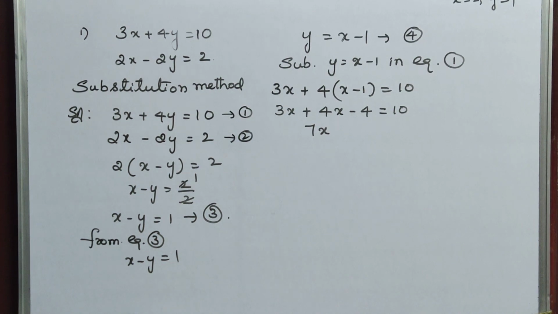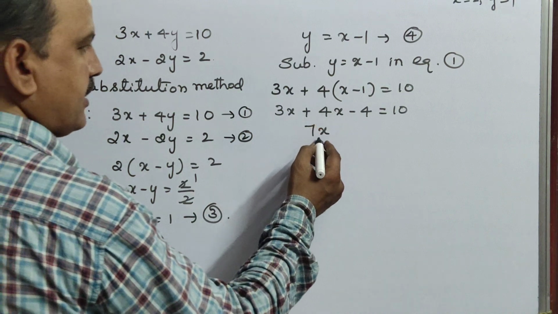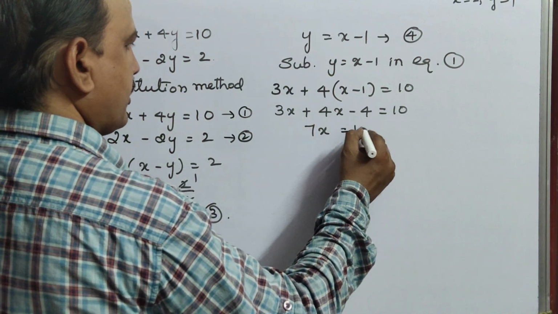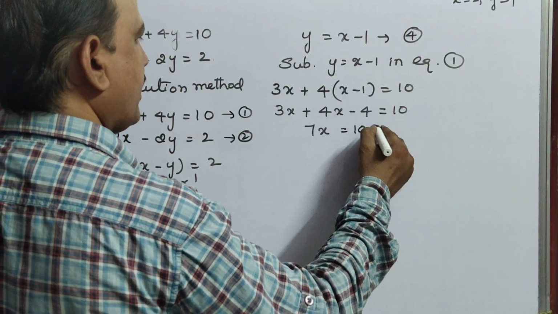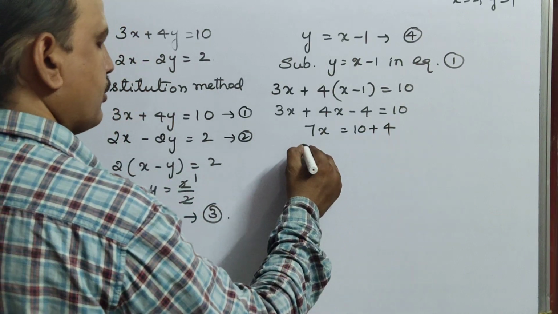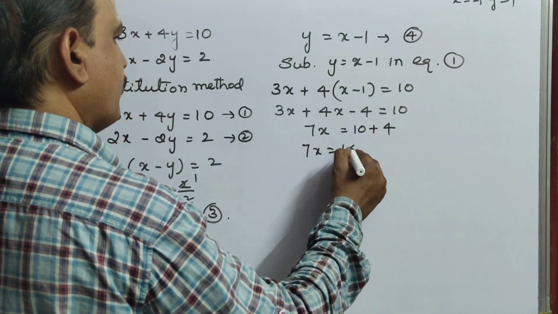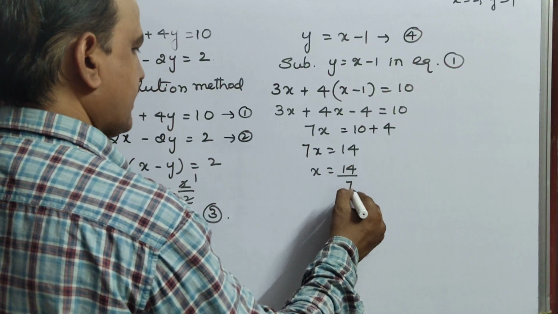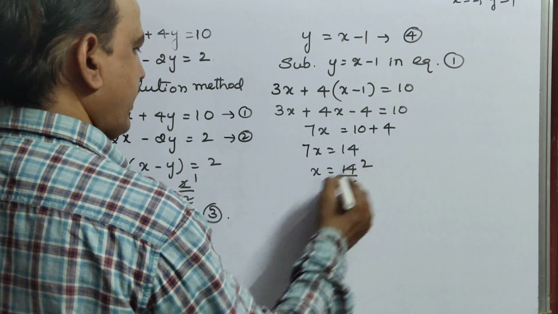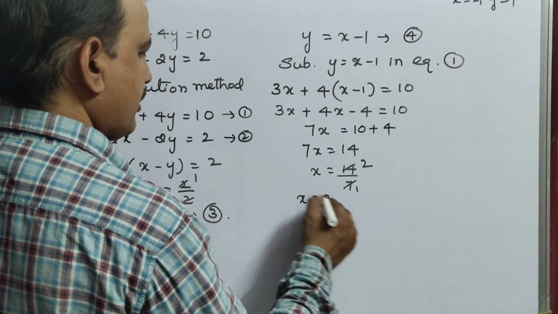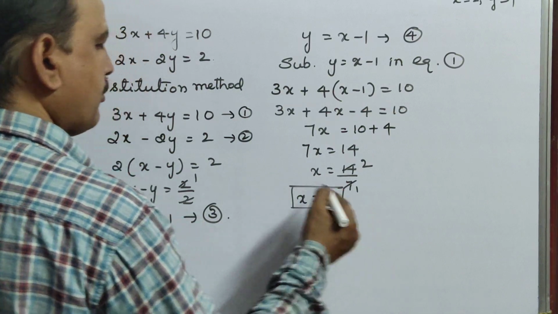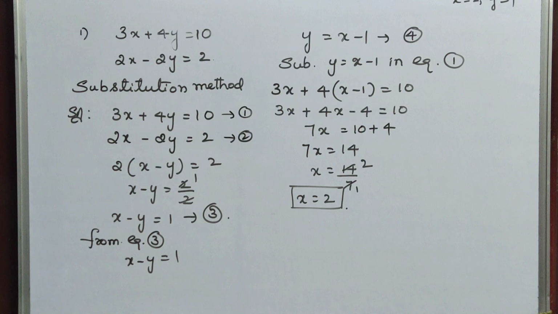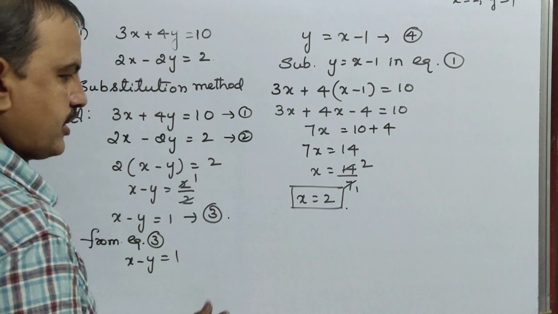Okay, children, see here. 3x plus 4x is 7x equals 10. Minus 4 will go that side, means plus 4. So, 7x equals 14. So, x equals 14 by 7. 7 ones are 7, 7 twos are 14. So, x equals 2. In the before sum also the x value is 2. That means up to here it is correct.